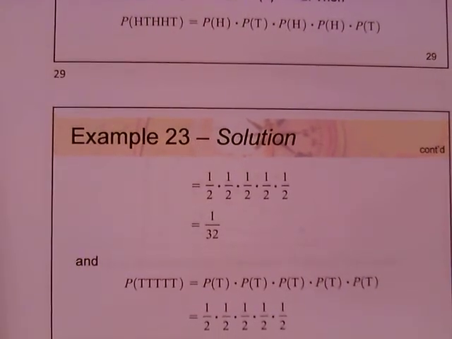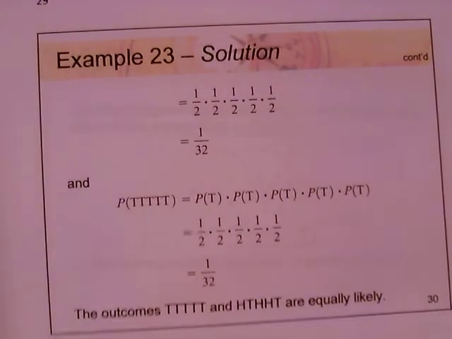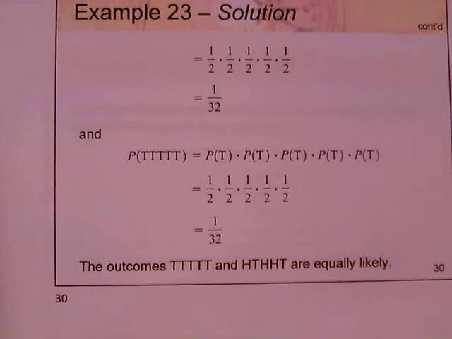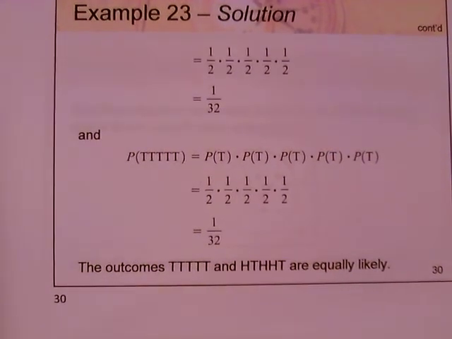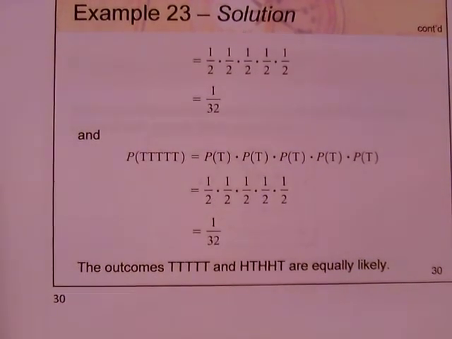And for the probability of getting 5 tails on 5 tosses, again, we're going to multiply, and the probability of a tail will be 1/2. So again, 1/2 as a factor 5 times will be 1/32. So you can see here the outcomes are going to be equally likely.